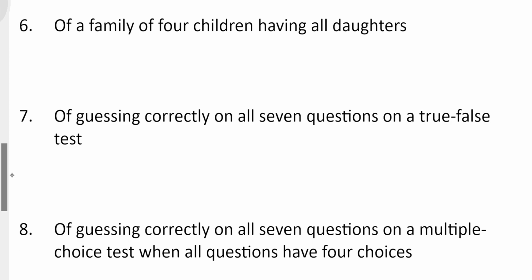Of a family of 4 children having all daughters. Or, like my family, I have all sons. What is the probability of that happening? Does one affect the other? No. Each time you have a 50% chance. So it is 1/2 times 1/2 times 1/2 times 1/2, which gets you 1 out of 16. Which is like, I don't even know, 6-something% chance.